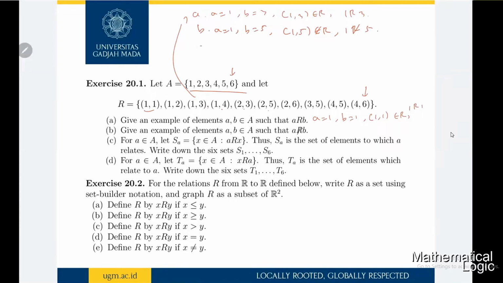And next, for c, for a in A, so we take a fixed, okay? And then we want to write down 6 sets, S1, S2, up to S6. So we want to see all elements such that a is related to the elements, right? So we start from S1. So 1 is related to what? We have here 1, 2, 3, and 4, right? So S1 consists of 1, 2, 3, and 4.